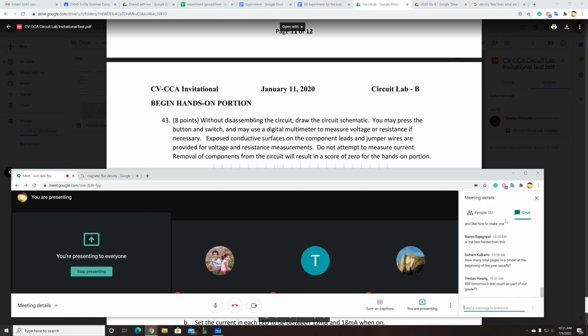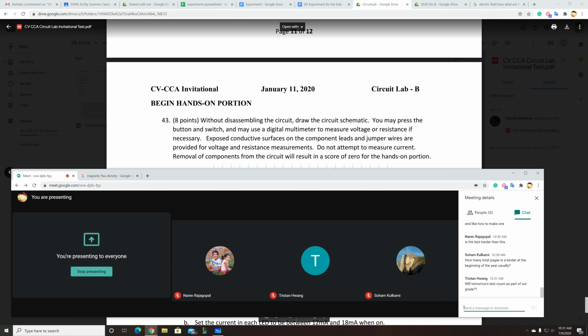There's no limit to how many pages. It's just how thick the binder can be. I think the binder can be a couple inches, 2 to 3 inches. I forgot. You can look at the rules to find how many inch binder, but you can put any amount of pages that you can fit in that binder.